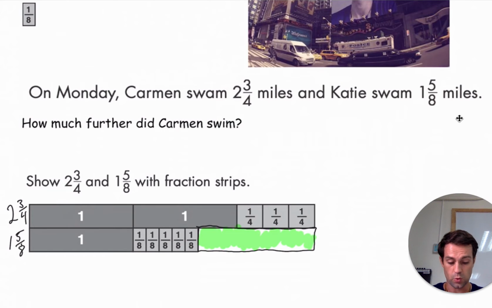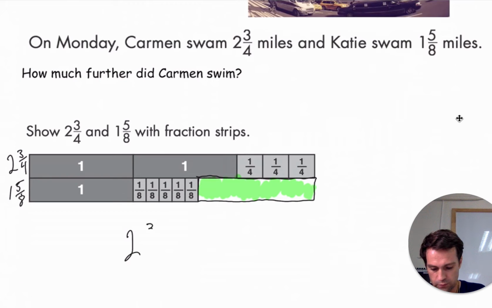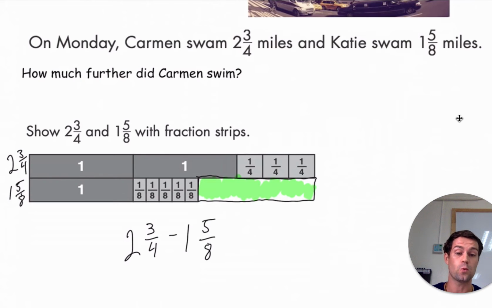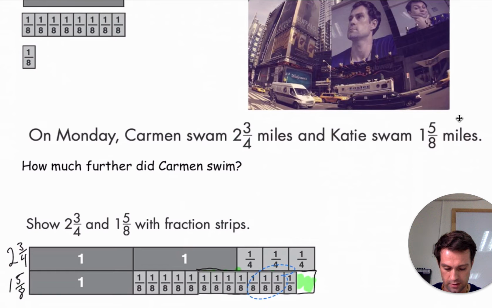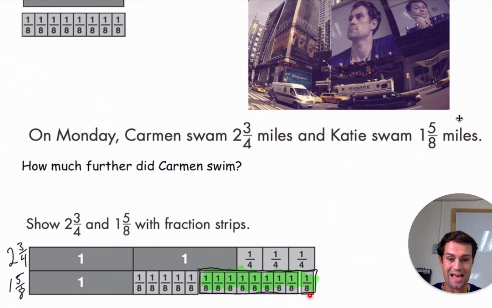So how could we find that? We want to take 2 3/4 minus 1 5/8. To do this, we have to have a common denominator, and the reason for that is because we need to understand how many 1/8 go into 1/4, or how many 1/4 go into 1. So visualizing this, we could take our strips and fill in the gap here. We can see, and these are slightly off, but they are the same width, that there are 1, 2, 3, 4, 5, 6, 7, 8, 9 eighths. So Cameron swam 9/8 of a mile further, or 1 1/8 miles.